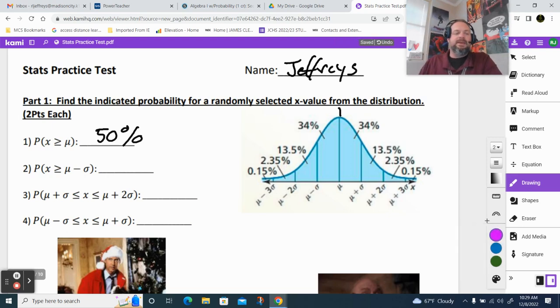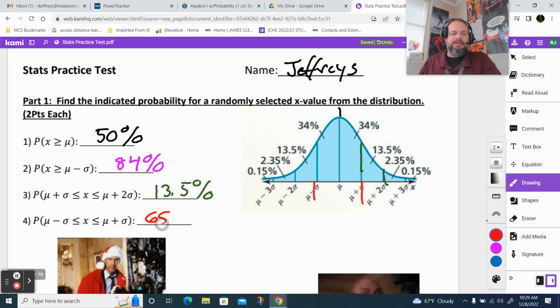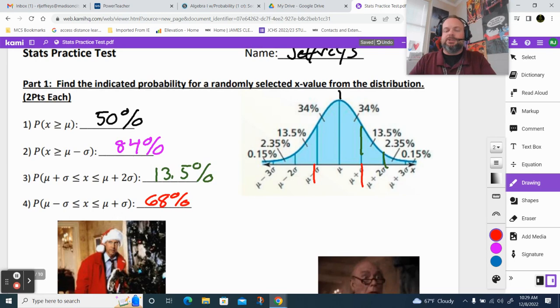Greater than this right here, well, that's 50 plus that, so that's 84%. If it's between here and here, that's 13.5%. And between here and here, 68%. So we're literally just reading this, reading what it is, and picking out the probability.